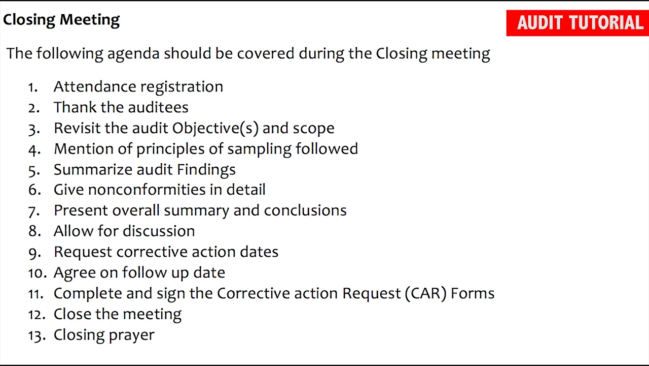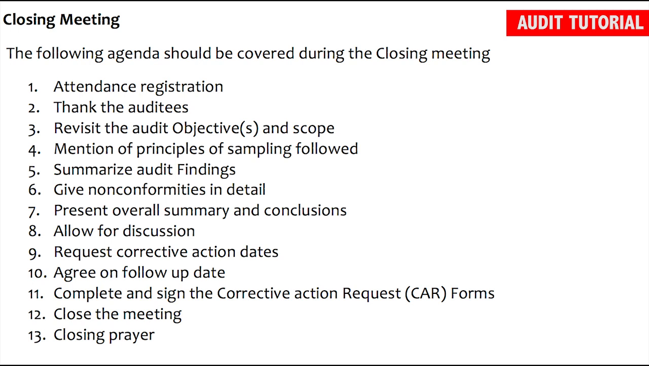Then summarize the audit findings, a general feeling of what the audit findings are, but then give the nonconformities in a lot of detail, explaining what they are, what the evidence would have been if it were there, and what corrective action is expected to be carried out. And then present an overall summary and conclusion from the audit. Allow for some discussion to take place, after which we will now request corrective action dates as required in the corrective action request forms.